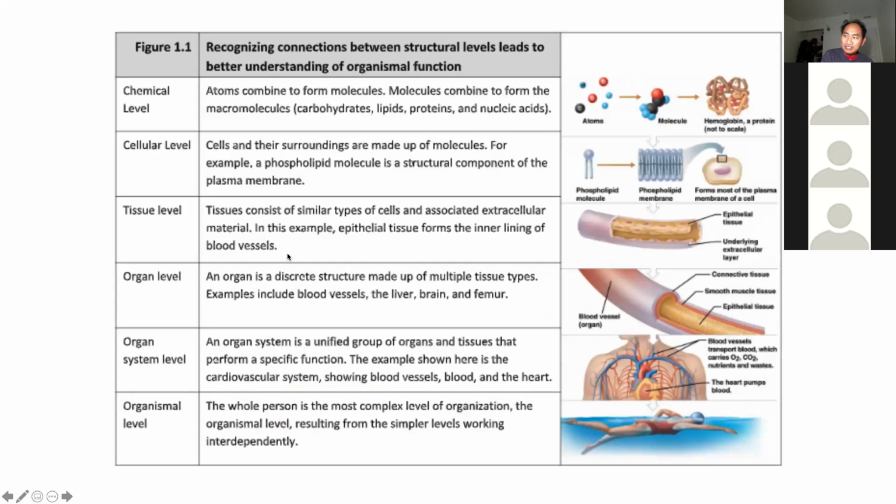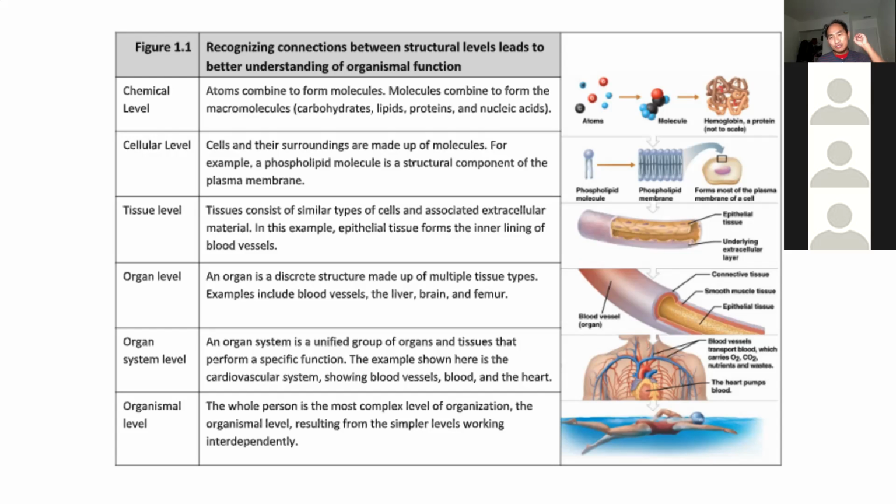And structural organization starts from the chemical level, like carbon, hydrogen, nitrogen. They combine together into carbohydrates, fats, proteins, lipids, and everything. And then they organize into a cell. A cell is the basic living structure. And a group of cells which have similar function group together to form tissue. And we have completed our tissue lecture.